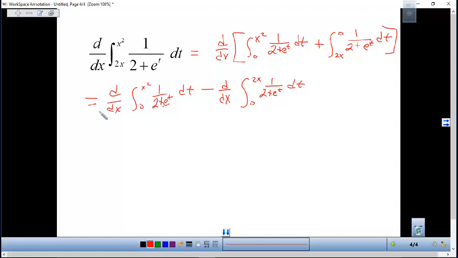All right, so now at this point we can treat each one of these separately. So do I have the derivative of an integral? Yes. Does the derivative match the variable of the upper bound? Yes, it does. Is the lower bound a constant? Yes. So what does that mean? Well, that means I'm going to take this thing right here and plug it in everywhere I got a t. So this first part is going to become 1 over 2 plus e to the x squared. And then don't forget, you're going to multiply by the derivative of that thing you plugged in, 2x.